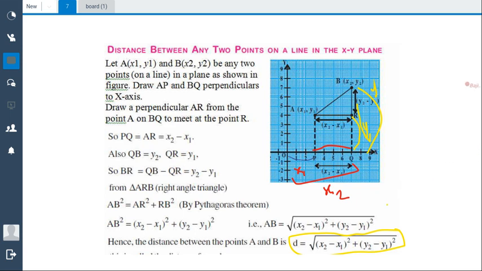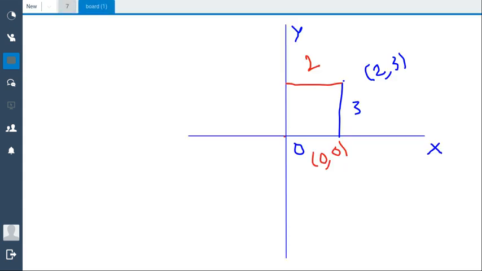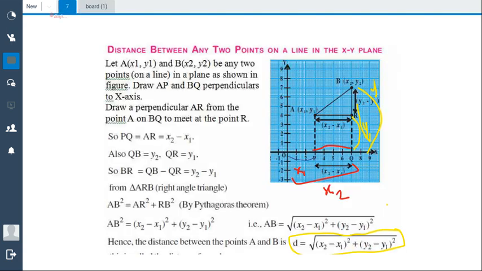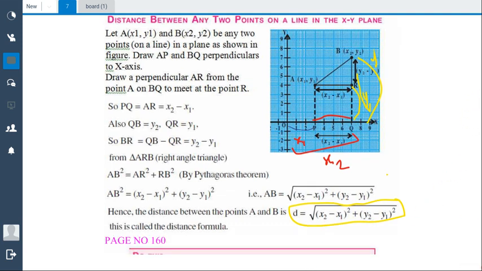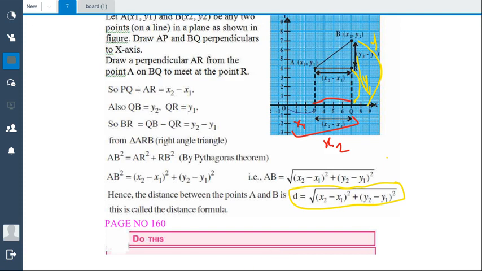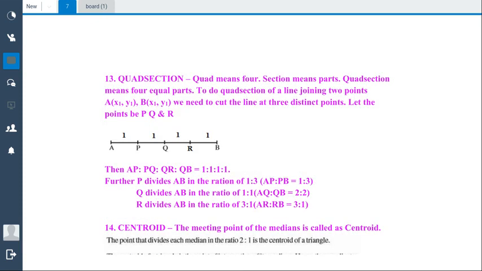So you can observe that if 2 points lie on x-axis, what can you say about the 2 points? Compulsorily the y coordinates are zeros. If the 2 points lie on x-axis, then their y coordinates you will always get as 0. So in that case, how to find out the distance?